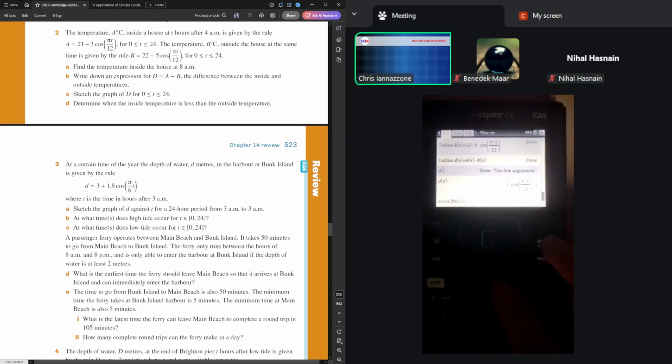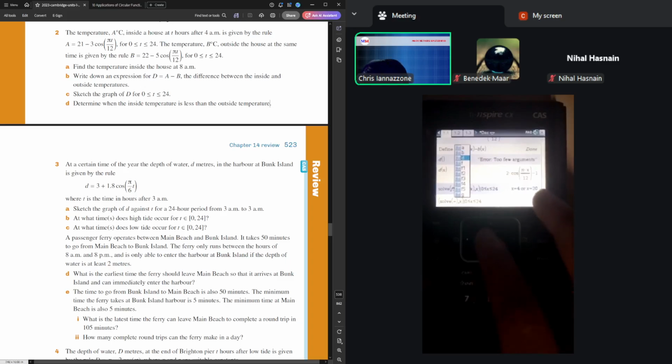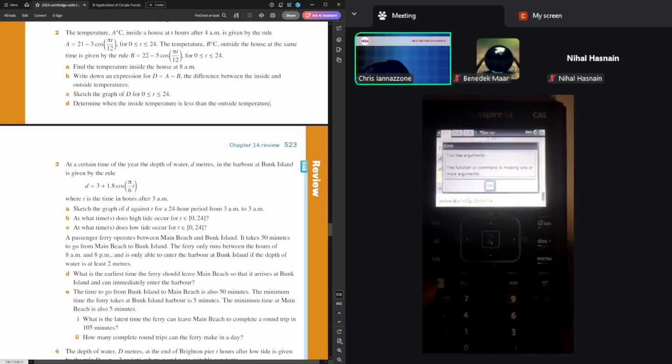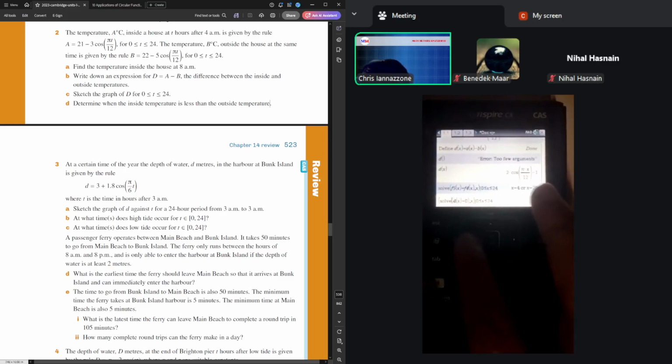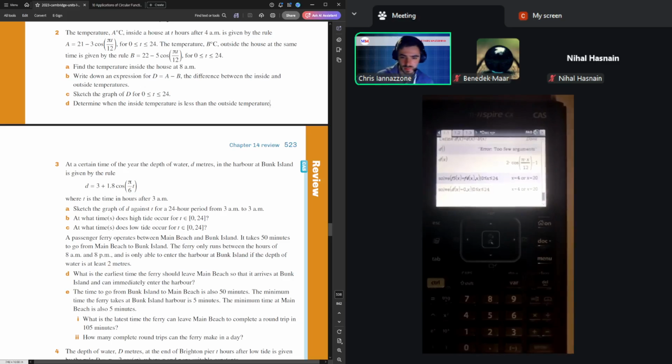Function equals other function, with zero less than or equal to x less than or equal to 24. That's going to give you the same thing as if I had just said find where d is exactly 0. Okay, the solve brackets broke a little bit. Yeah, it gives you the exact same spots there.